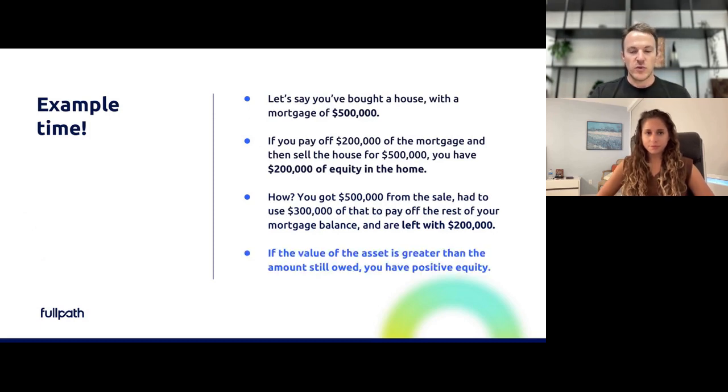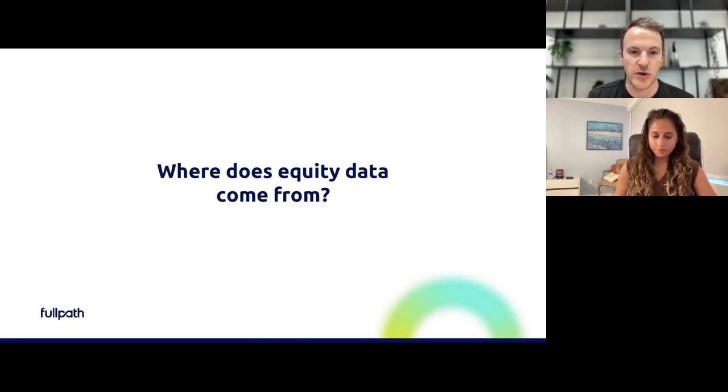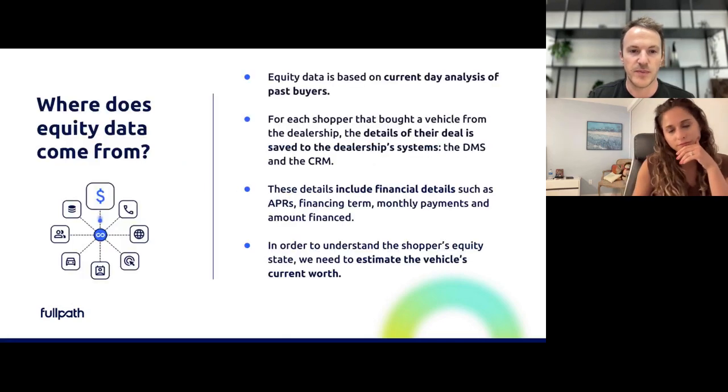In general, we can say that if the value of the asset is greater than the amount still owed, then you have positive equity. And this is what happened here in the house example. You have $200,000 worth of positive equity. So zooming in to our industry, automotive, where does equity data come from?